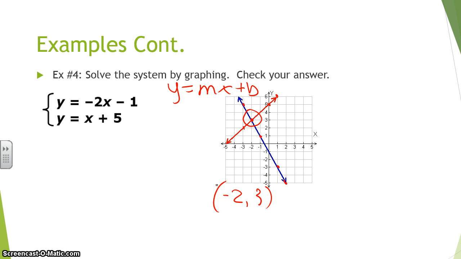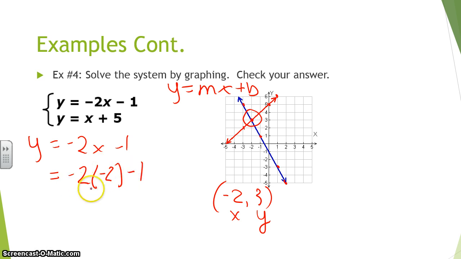So we need to check our work, is what we need to do. So we came up with the solution, -2, 3 will make this true, but we need to check that. So let's substitute -2 in for x to get our y, which should be 3. First equation, y equals -2x minus 1. So we have -2 times -2 minus 1. -2 times -2 is 4 minus 1. Does that give me 3? Yes, that is true.